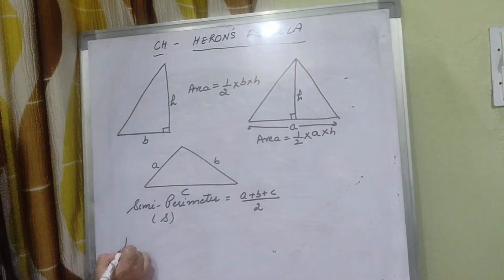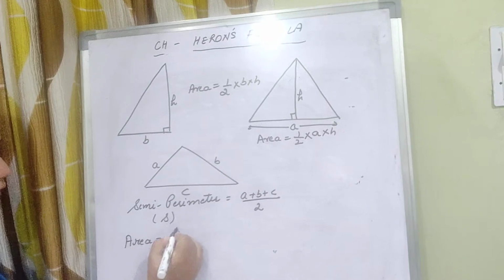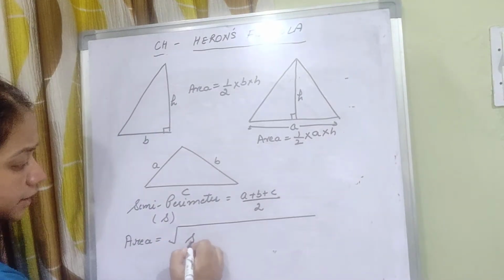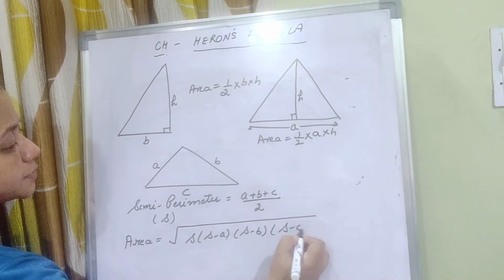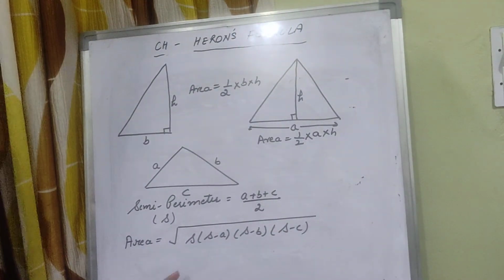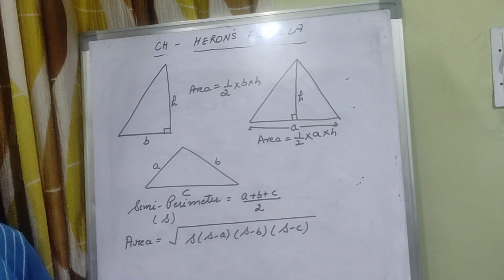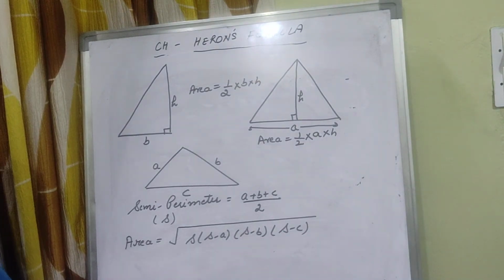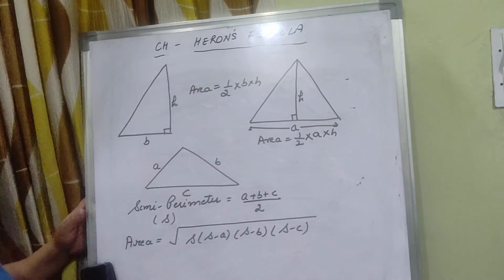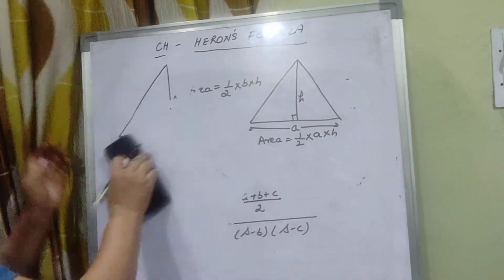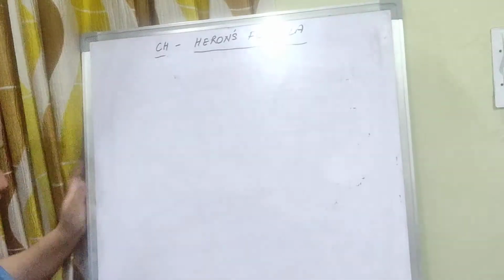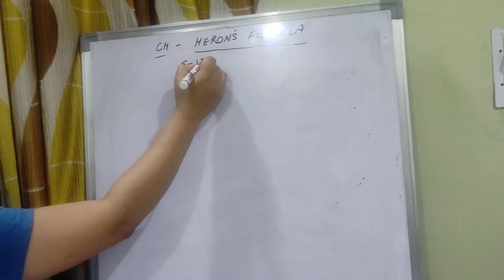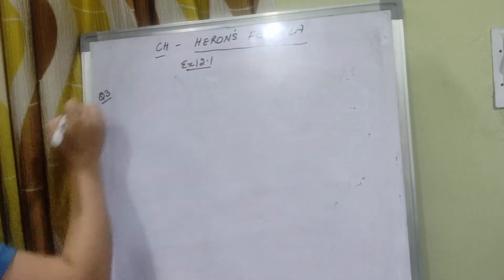Clear? And the area is given by the formula square root of S into S minus A into S minus B into S minus C, where S is the semi-perimeter and A, B, C are the sides of the triangle. We will do some questions related to it so that you can know how we can apply the formula. Suppose these are the questions from your exercise 12.1. First we will do question number 3.